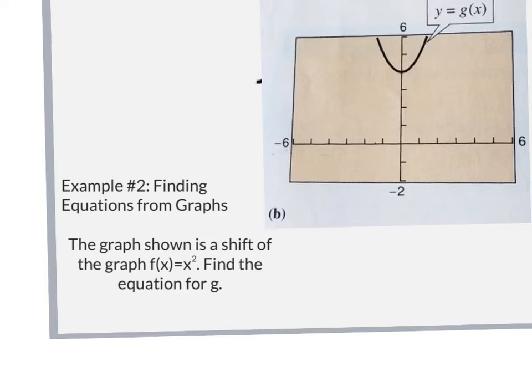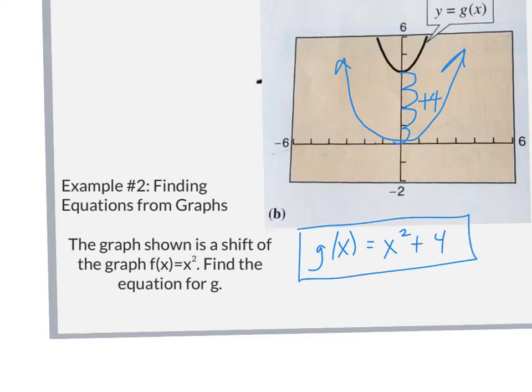So in example 2, we're finding equations from graphs. The graph shown is a shift of the graph f of x equals x squared. So they want to find the equation for g. So we're now going to call this g of x. They're telling you that it is a shift of the function x squared. So we just have to figure out how it shifted. Well, if I look accurately, x squared should be about right here, and I may have made it too wide, but just go with it. But it has shifted up 1, 2, 3, 4 units. So that's plus 4 up. So that would be x squared plus 4. So that's the new function.